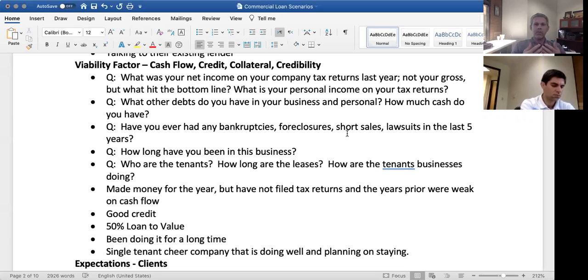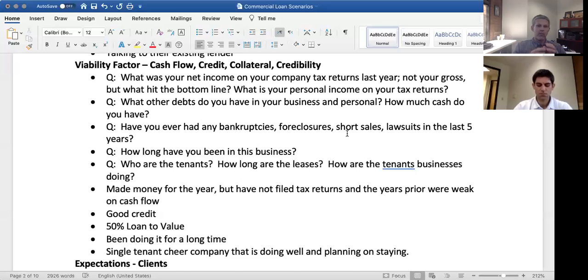Well, it's a 50% loan to value. And he's been doing this for a long time, 5-10 years, has good experience. But it was a 50% loan to value. Well, that's great. That's a really low loan to value. So that gives us a lot of opportunities and options to do things. Obviously, it's a single tenant.